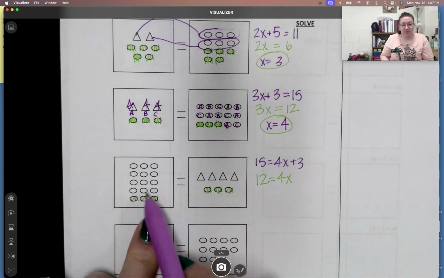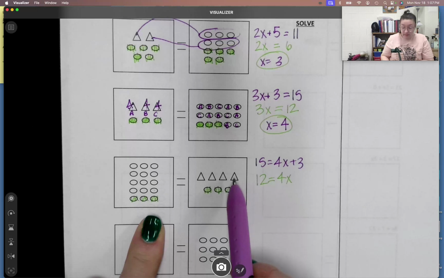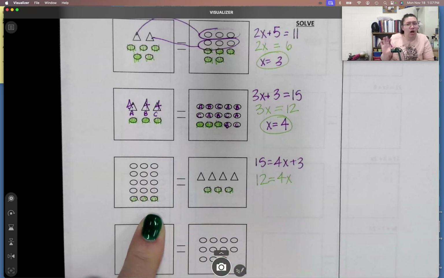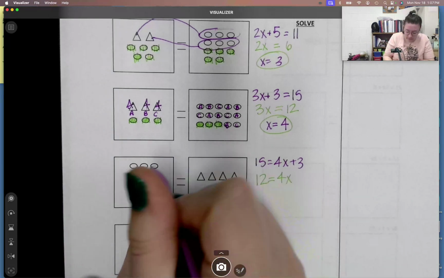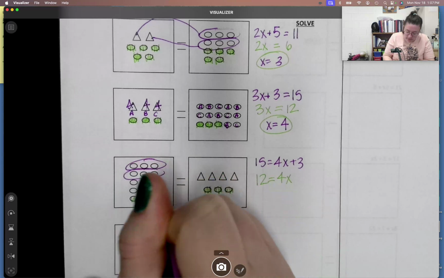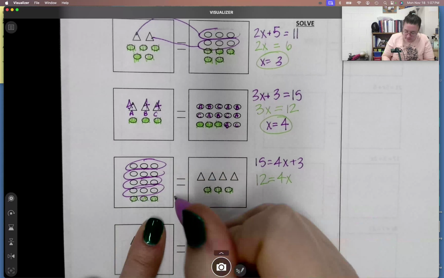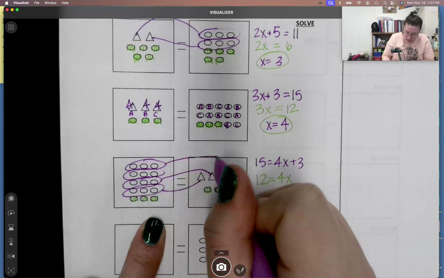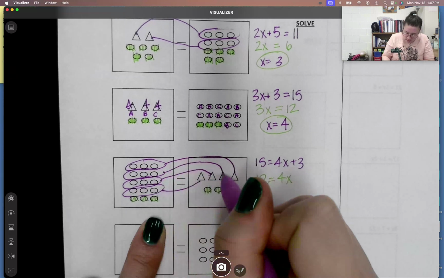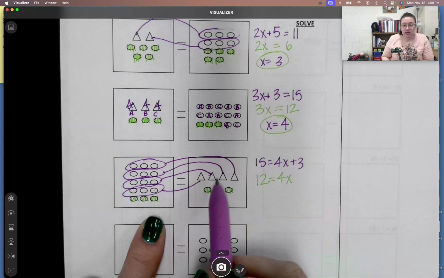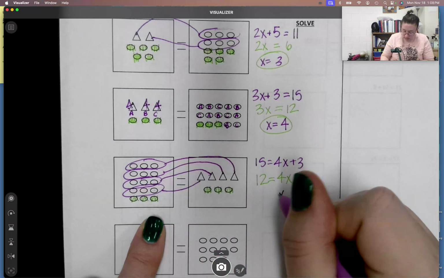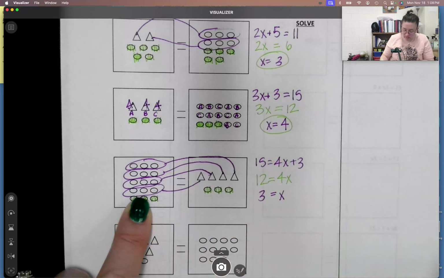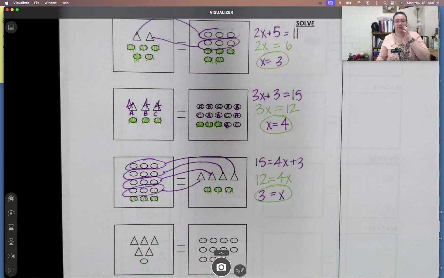So now I've got my 12 pieces. I need them in 4 groups. And my brain recognizes I don't have to ABC this one. But if you need to, that's okay. Go through ABC it if you need to. But I can also see I have 4 groups if I look at it this way. So you go here, you go there, you go there, you go there. So each one of my X's is going to equal 3 because there's 3 in each of my 4 groups.